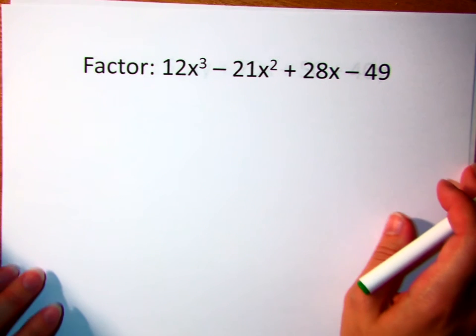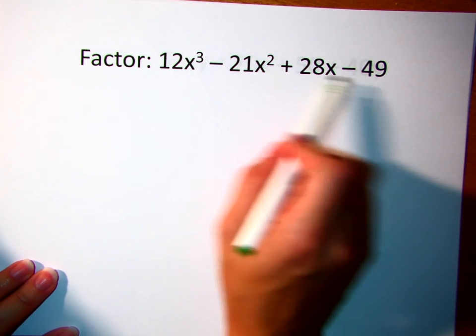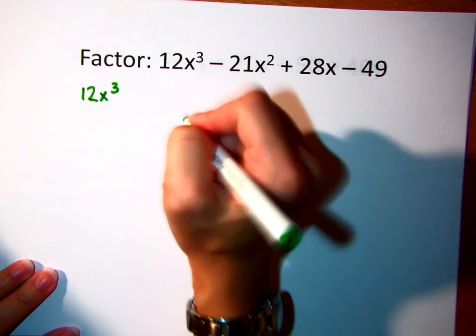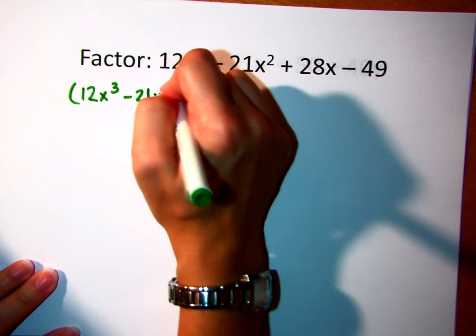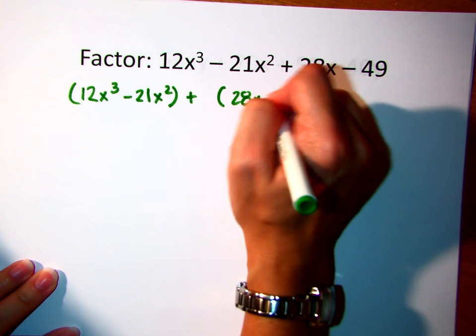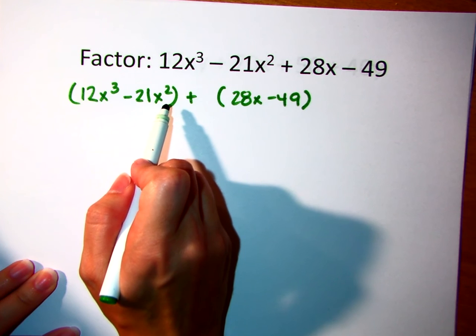In our first example here, we're going to go ahead and look, is there a GCF we can pull out of everything? There isn't. So now we're going to go ahead and bring everything down, but we're going to put them into groups of 2. So here's my first group, plus my second group, which will be this 28x minus 49. And now we're looking for a GCF that we can take out of this first group.